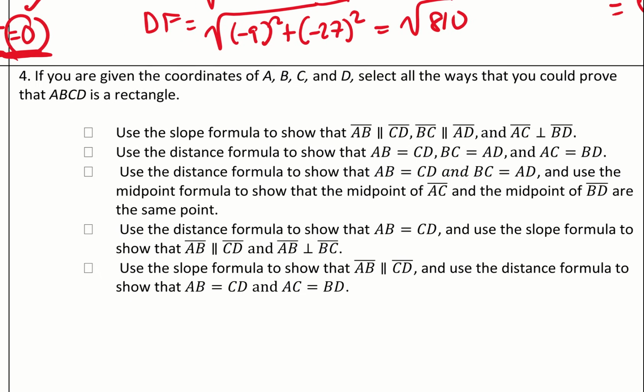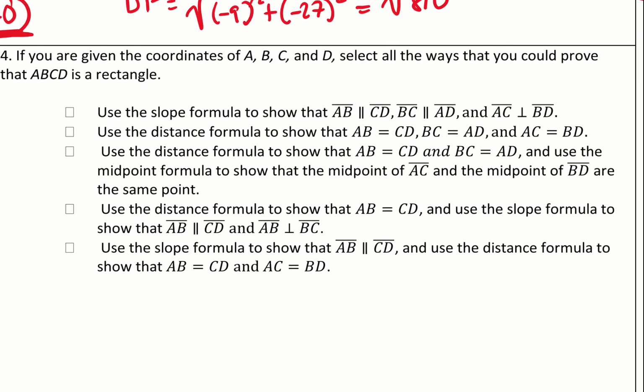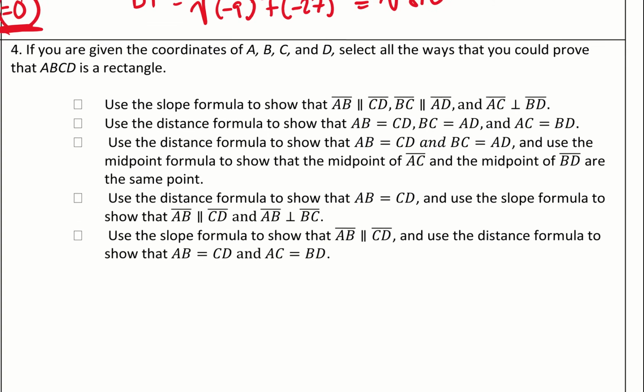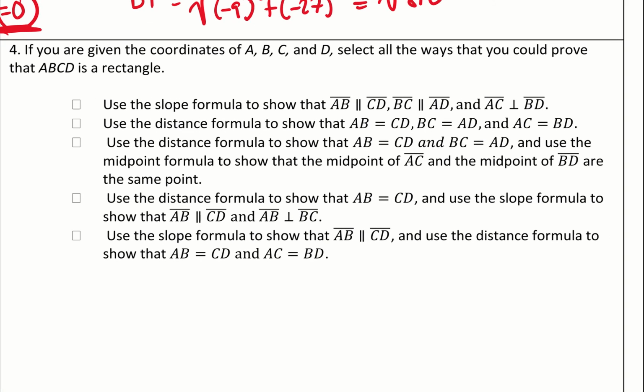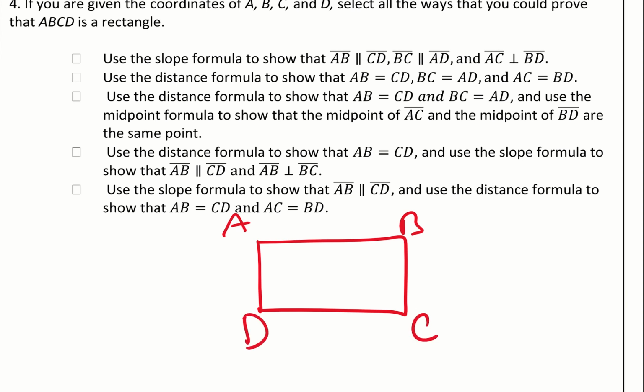Okay, so number 4, if you are given the coordinates of A, B, C, and D, select all the ways that you could prove that it's a rectangle. All right, so let's take a look at all the ways that we can prove this. So we have a rectangle, A, B, C, D. It says use the slope formula to show that AB is parallel to CD and BC is parallel to AD, and AC is perpendicular to BD.